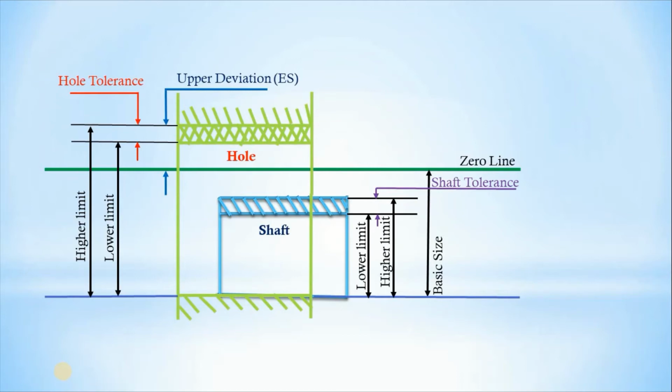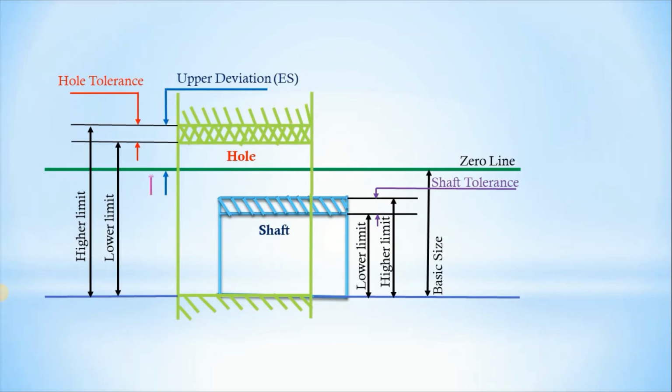It is a positive quantity when the maximum limit of size is greater than the basic size, and a negative quantity when the maximum limit of size is less than the basic size. So the upper deviation is the difference between higher limit or maximum limit of size to the corresponding basic size. So there we are getting upper deviation. For the hole, it is designated by capital letters ES.